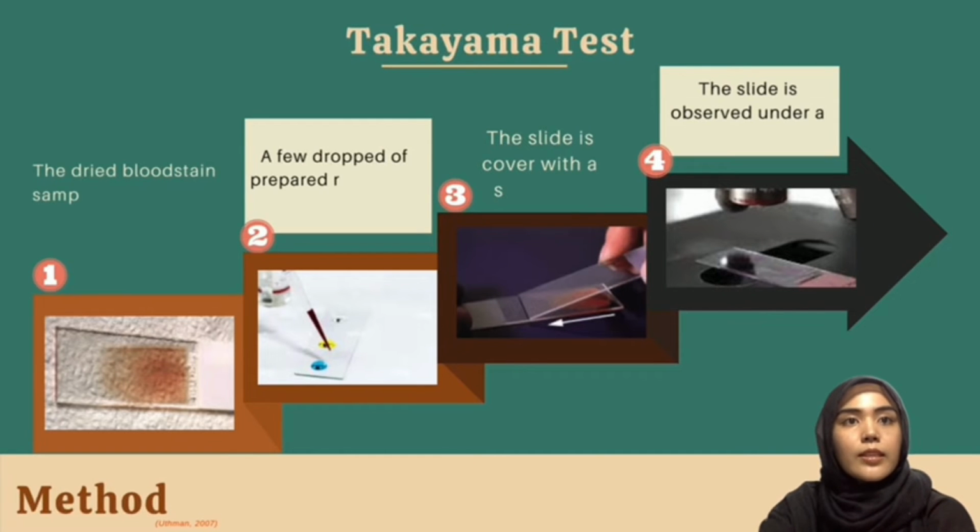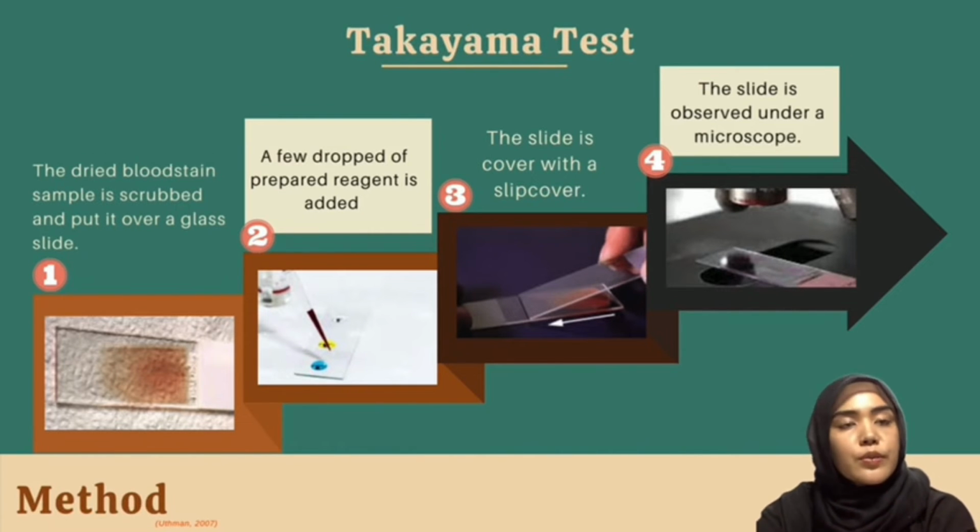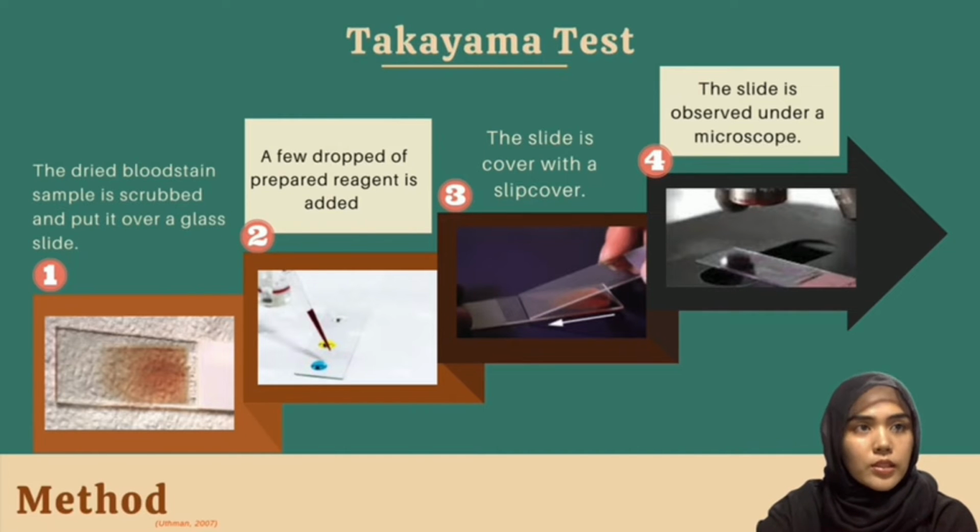So the first step is that the dried bloodstain sample is scrubbed and put over a glass slide. Secondly, a few drops of reagent are added. The reagents we use in this test are saturated glucose solution, sodium hydroxide 10%, and pyridine. And thirdly, the slide is then covered with a cover slip. And lastly, the slide will be observed under a microscope.